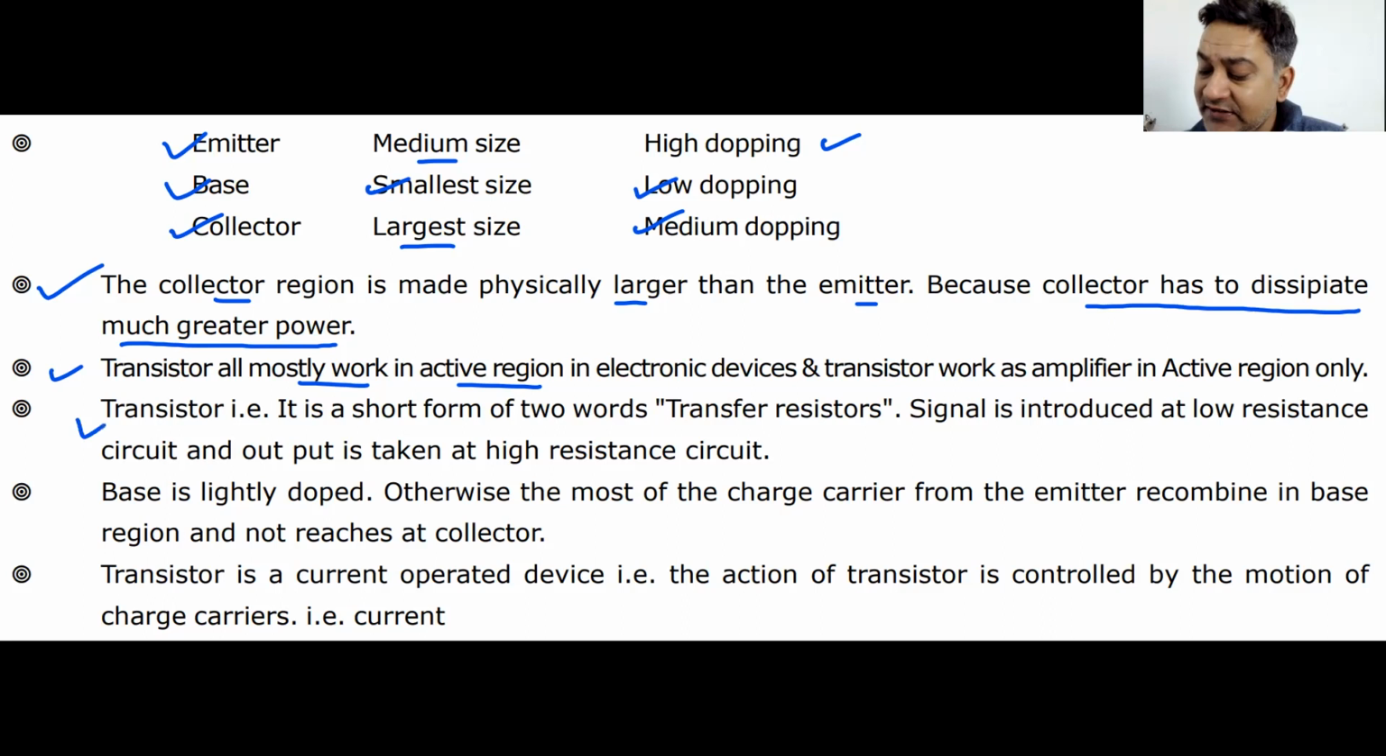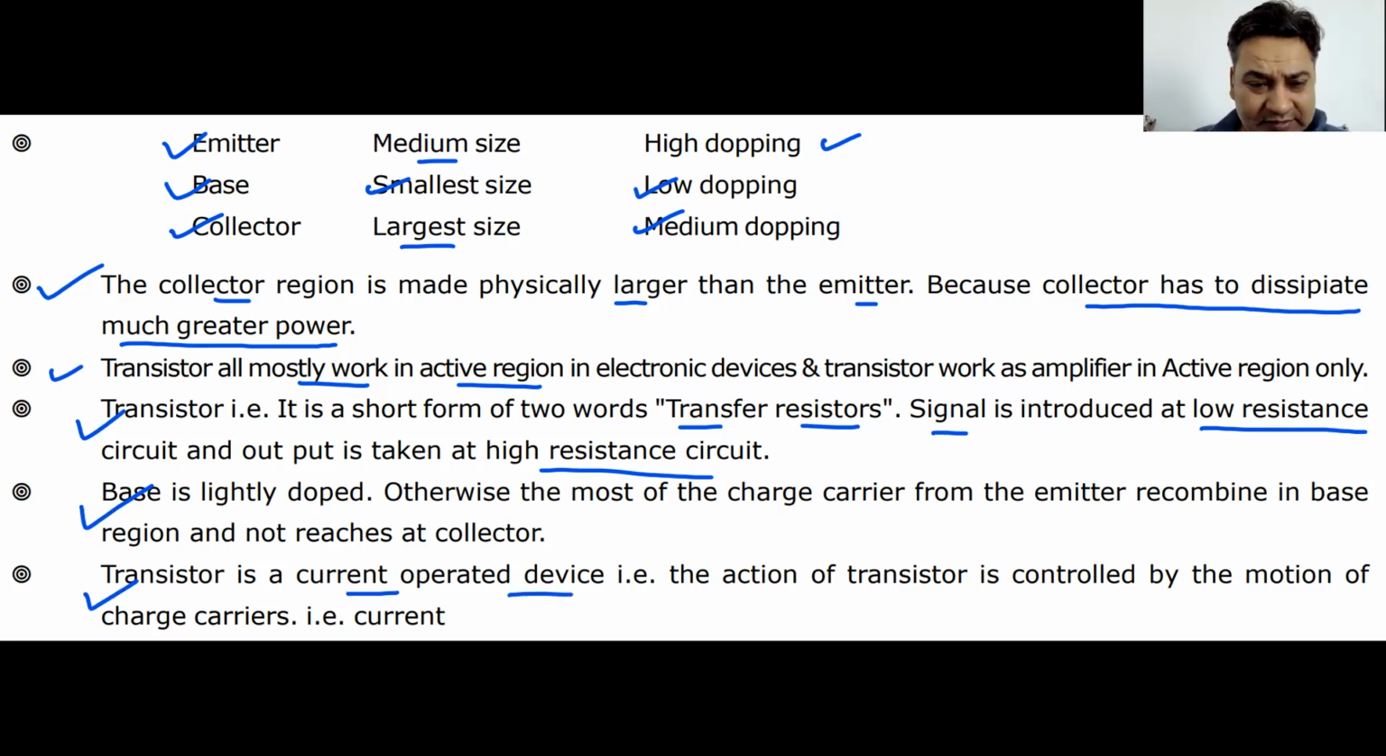Transistor consists of 2 words, transfer resistor. So it is transferring resistor. Signal is introduced at low resistance. Do you remember this? Input side has low resistance and output is at high resistance. Do you remember this? Base is lightly doped. Transistor is a current operated device. This is just for your information. A question can come straight away from here. Will you remember this? Yes, sir.